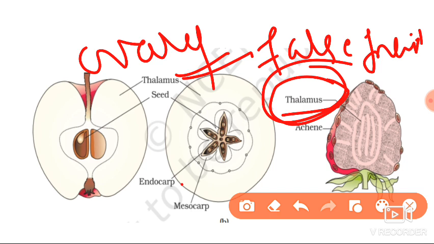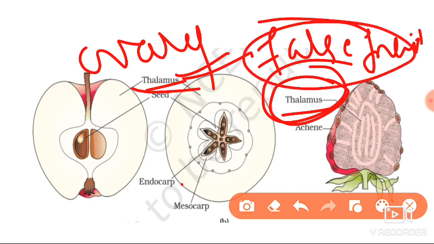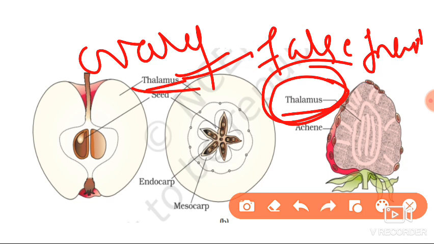So here the thalamus is also involved in the formation of the fruit. Such fruits we call false fruits. You can take the example of apple and strawberry.